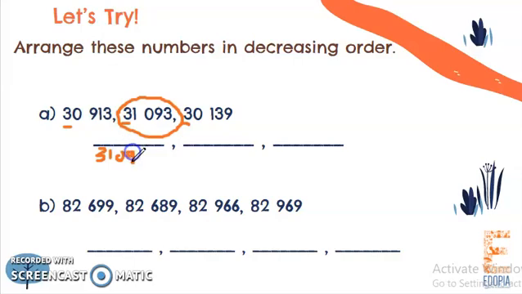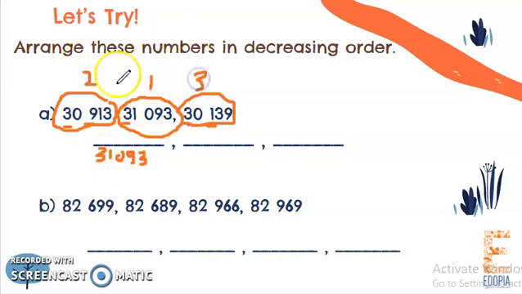31,093. Now we are left with two numbers, 30,913, 30,139. Let's start comparing with the next place value. Here we have 9 in hundreds place value and here we have 1. This means this number, 30,913, is the second greatest number, which makes 30,139 the smallest one. So our pattern would be 1, 2 and 3. 31,093 is the greatest, 30,913 would be the second one, and the smallest is 30,139.